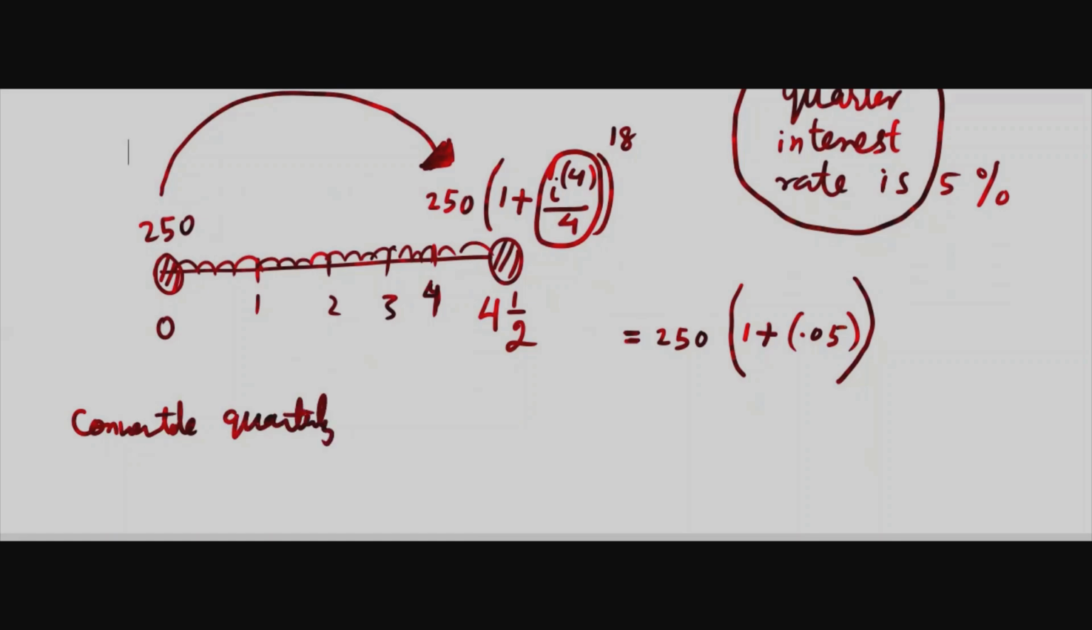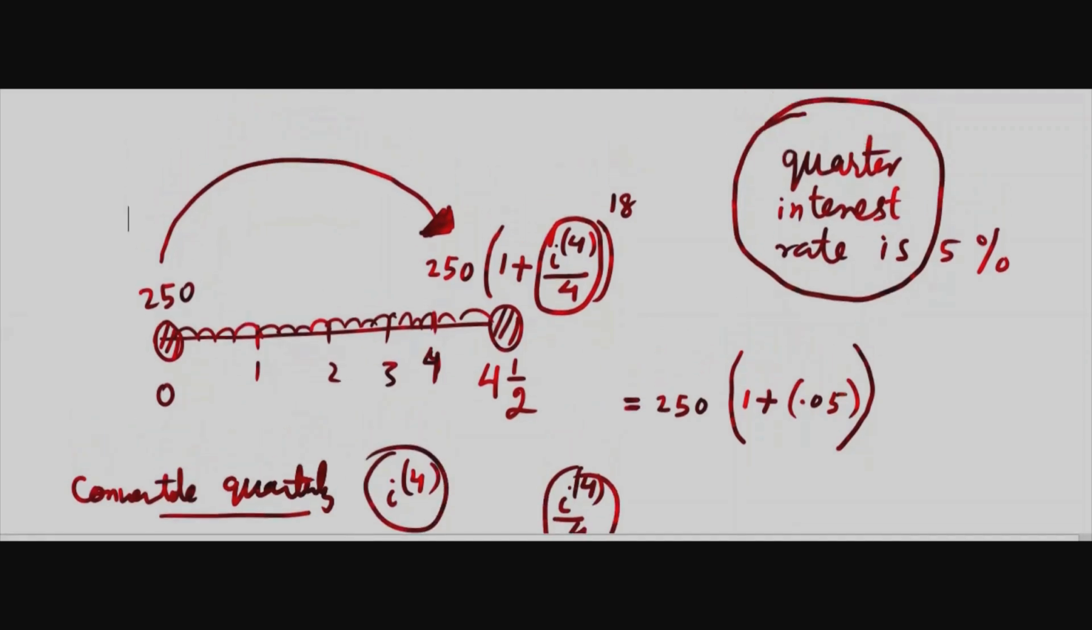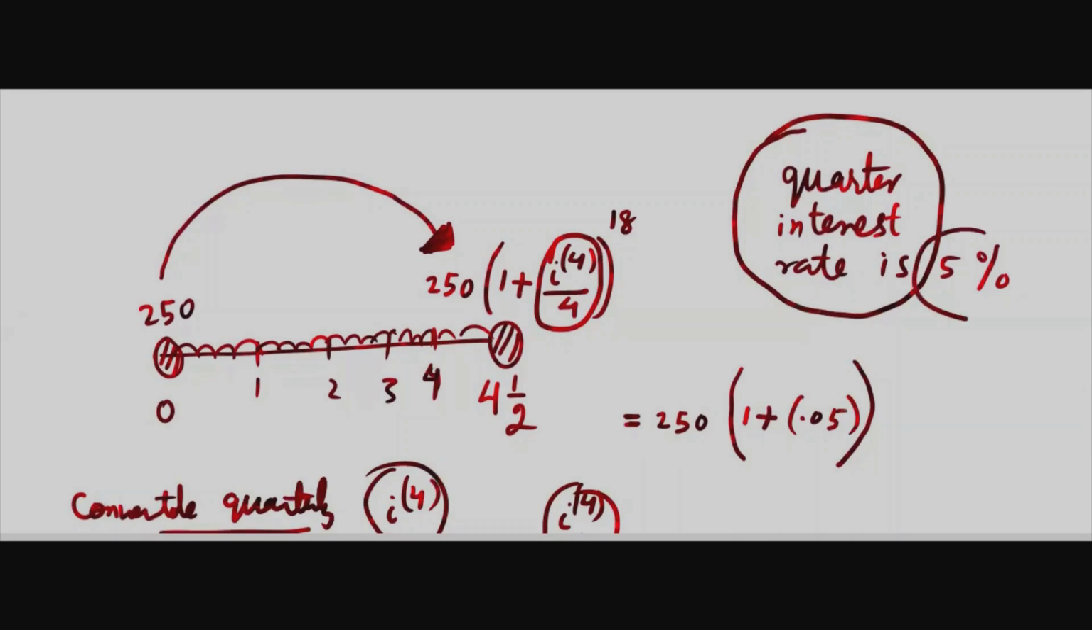Convertible quarterly means I4. Once it's converted, then you get the quarter interest rate. That is the difference between this and this. If I said quarter interest rate, this is a quarter, 5%. That means roughly 1 year interest rate is 20%. Tell me, Tanvi, if quarter interest rate is 5%, yearly interest rate should be more than 20% or less than 20%? More. Yearly interest rate is more than 20%, right?